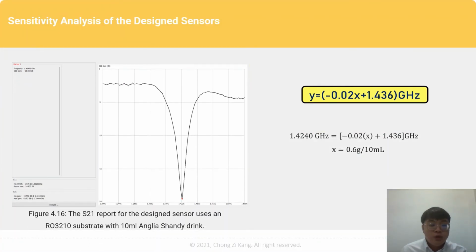The resulting resonant frequency for the design sensor using the Rogers substrate is 1.424 GHz. With the resulting resonant frequency, the unknown concentration of glucose in the tested sample can be predicted using the equation above. Based on the calculated result, the concentration of glucose in the tested sample for the design sensor using the Rogers substrate is 0.6 gram per 10 milliliter.